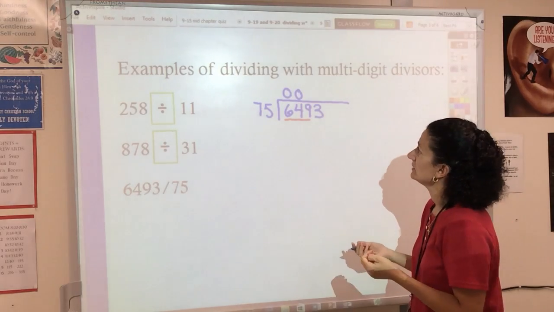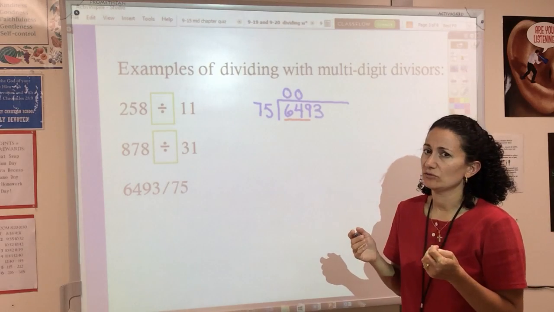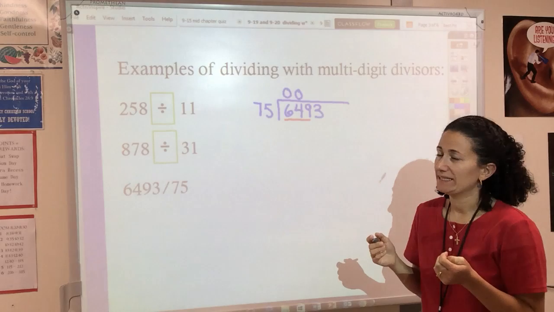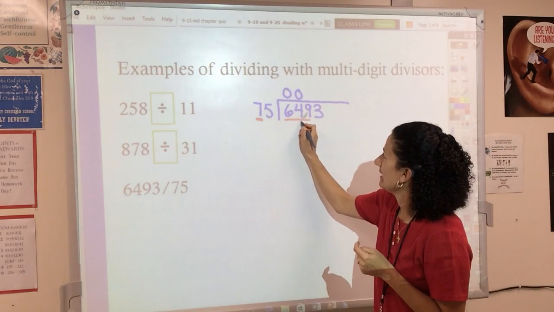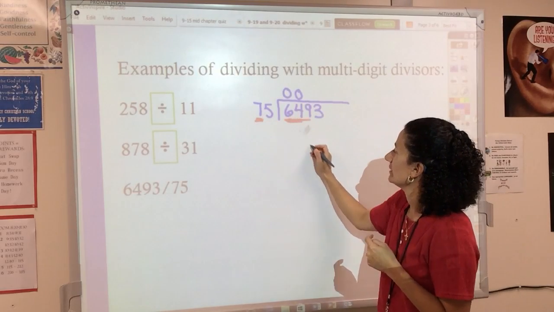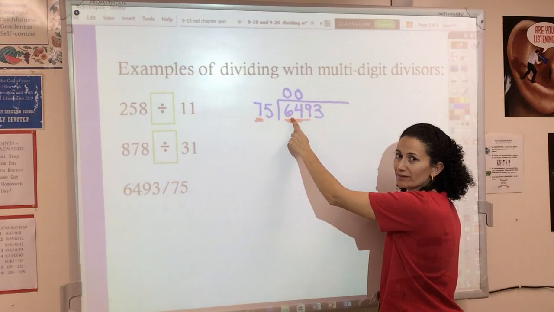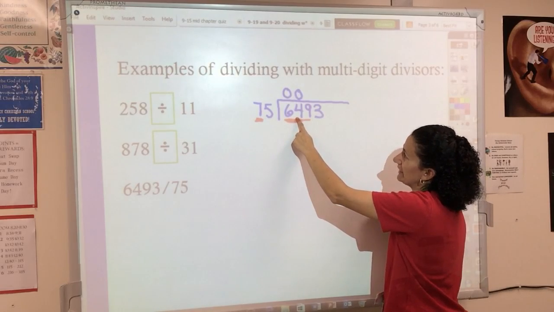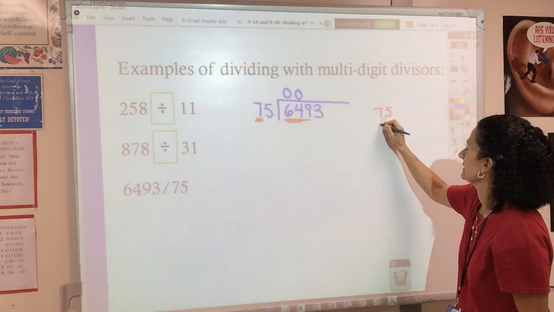Okay, what little fact do you see there? Do you see a little fact? Hopefully, you're looking at the 7 and the 64. Hopefully, you can see that, okay, 7 times what is close to 64? 9. 7 times 9 is 63. So we have a starting point. Let's do 75 times 9.